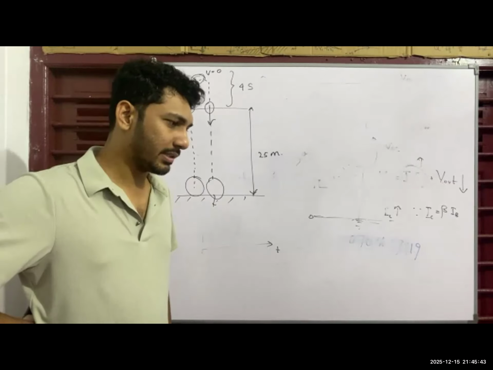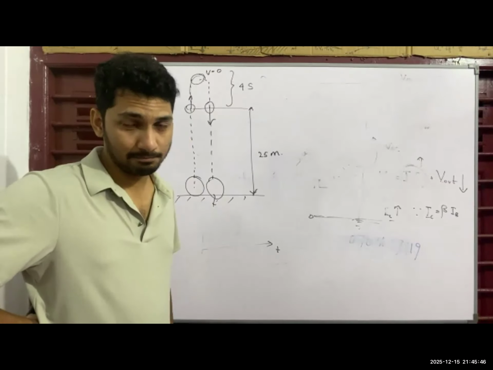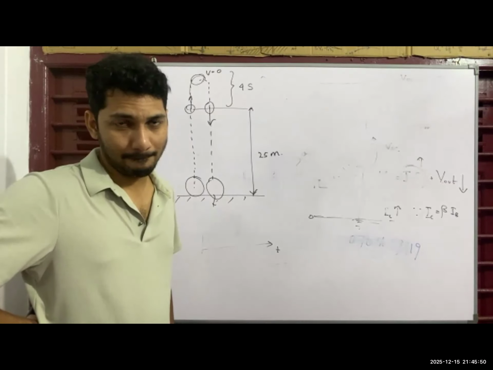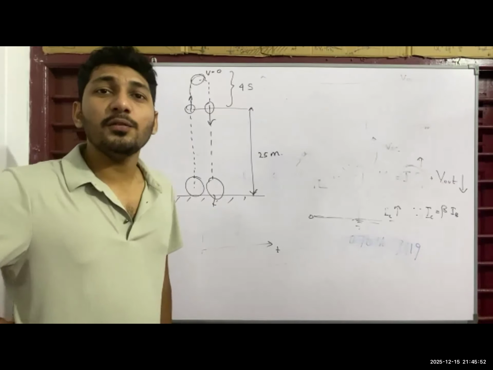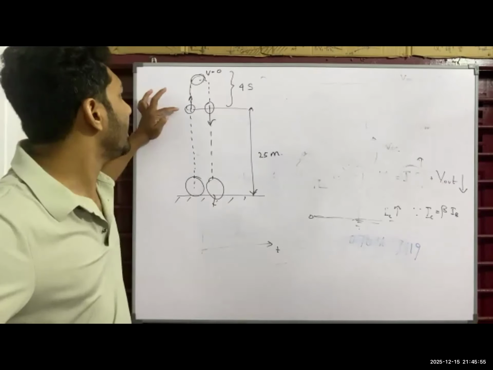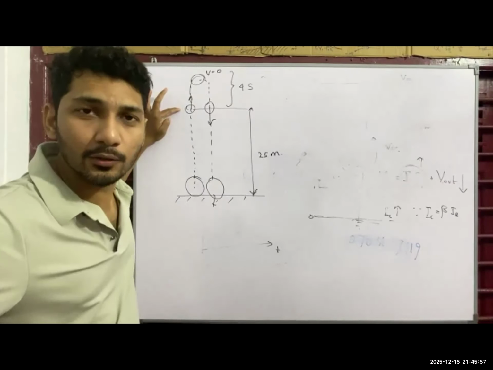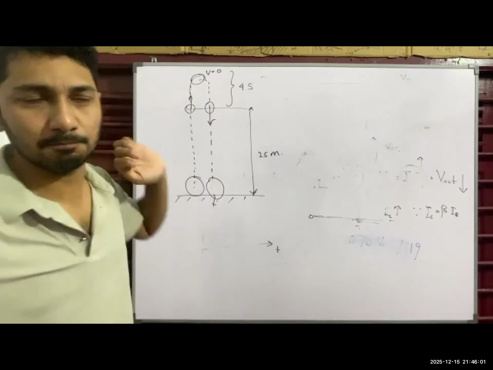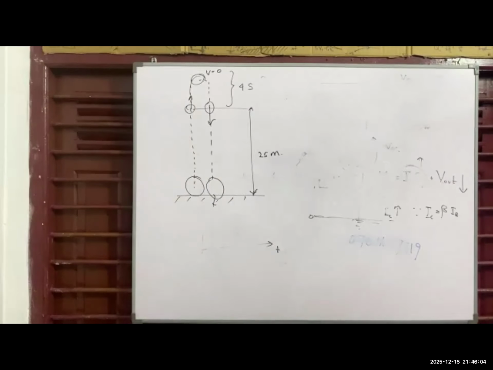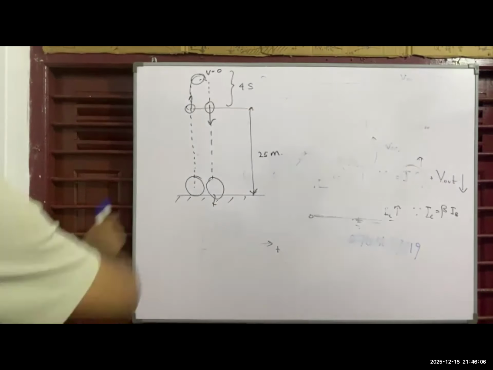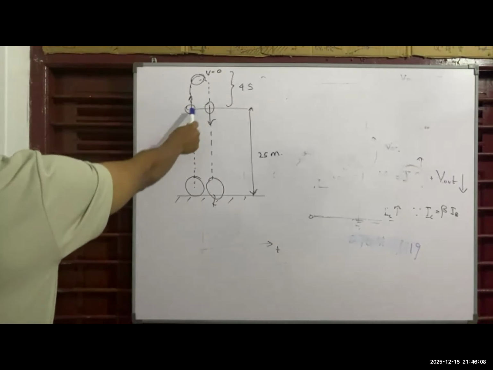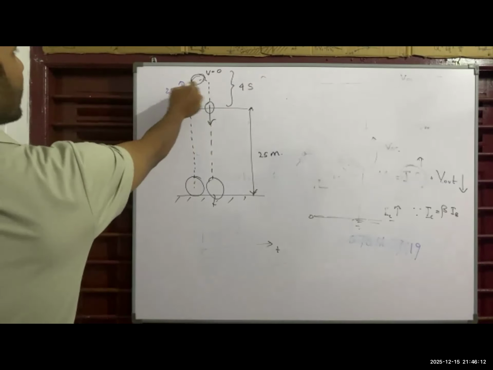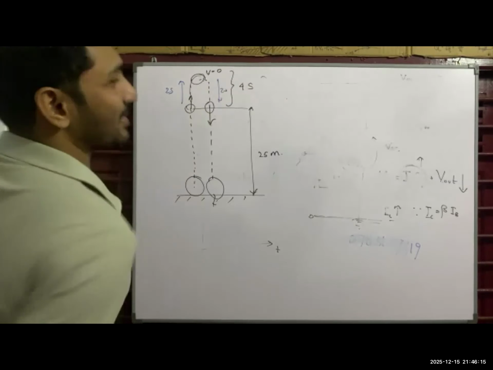Initial velocity is the question. If you find the velocity here, it's easier for you to find the initial velocity. How can you find the velocity? 20 meters per second. I told you, if this motion takes 4 seconds, the upward motion would be 2 seconds and the downward motion should be 2 seconds.